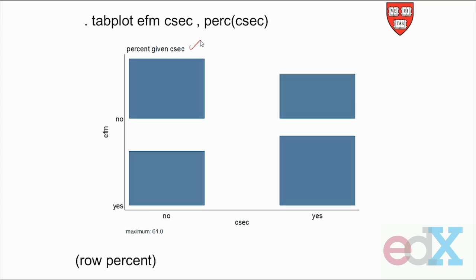So now this is given C-section. For those with a C-section, what percentage had EFM? And that's this one. And what percentage did not? That's this one. And look at that. Those who did not have a C-section, this is the no EFM and this is the yes EFM. So it looks like this one is much bigger than that one. And then of course this one has to be smaller.